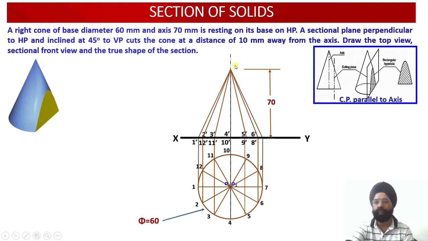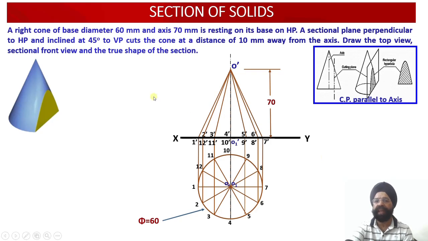Having located this point O dash, now I can join O dash with all the front view projections of the base which are obtained on the base. Since the cone is resting with its base on the ground, the front view of all these points will be available on the XY reference line. So all these 12 points are available in the horizontal plane. Having joined all these generators, this is my axis top point O dash, and this is my axis bottom point at the base, O1 dash.